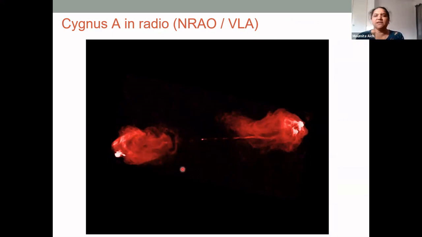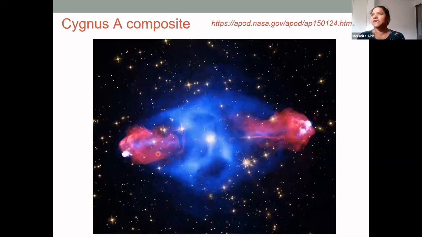So this is what you see in the radio. As you can see, not necessarily just radio, other multi-wavelength astronomy is necessary to see the more composite picture of structures in the universe. And this is the composite picture of the optical, the radio, and the X-ray for Cygnus A.